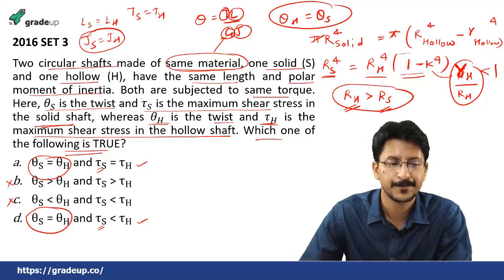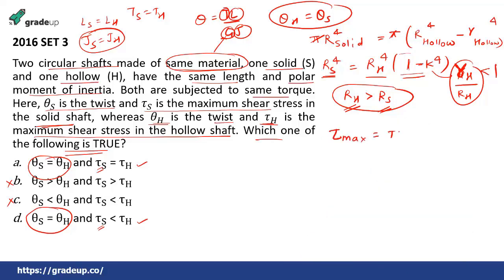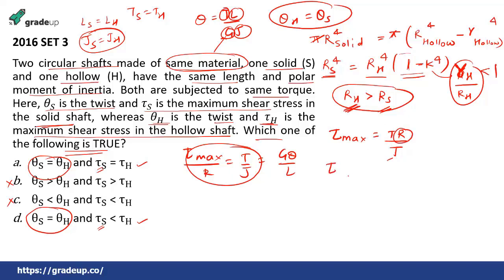Then you know that tau max is equal to TR by J by the torsion equation. What is the torsion equation? Tau max by R equal to T by J equal to G theta by L. So taking these two terms, we get tau max is equal to TR by J, and as the T and J are the same, but the R is higher for the hollow shaft, so the tau for hollow will be greater than tau for the solid. So we are getting this option as correct. So option D is the correct option for this question.